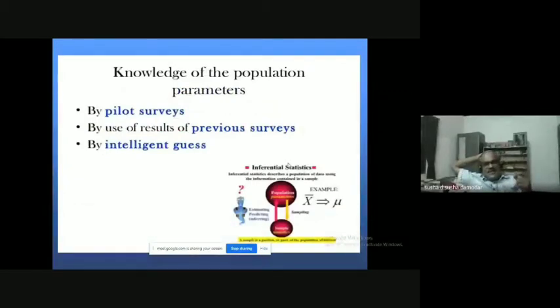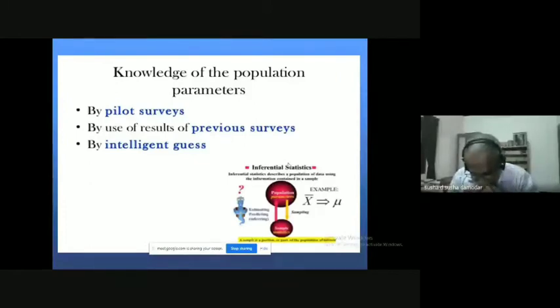Then, how to get the knowledge about the population? Sometimes the population is heterogeneous, sometimes the population is homogeneous, sometimes the population is finite or infinite, known or unknown. How will the research scholar get an idea about the population? Through pilot study, pilot survey. That is why pilot study is very, very important in social science research. Use of result of previous survey. The previous survey conducted by somebody else. We can observe such a survey. Intelligent guess, theoretically speaking, it is good. But who can guess intelligently about the parameter? No one can do it. So the best way to know the characteristics of the population is pilot study, preliminary survey.